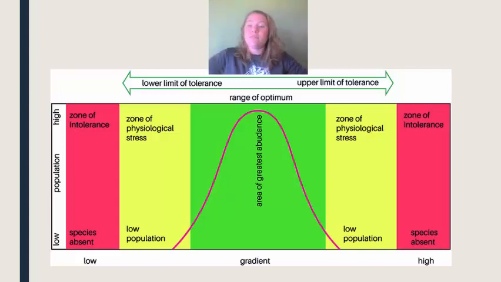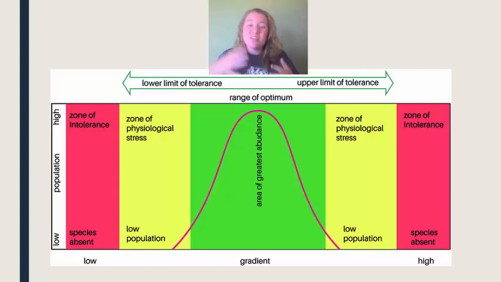So if you think of all of the places where an organism could live, if the organism is able to survive, grow, reproduce, live happily, have lots of offspring, that's this green zone. That is the optimum conditions for that particular species.